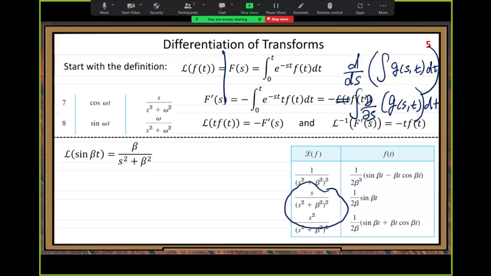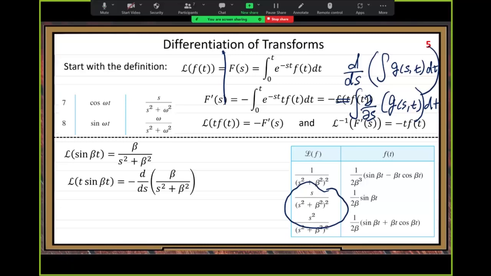Then we apply our new differentiation formula. On the right-hand side, capital F of s, we take the derivative and the negative. The left-hand side should be the Laplace transform of t times sine beta t, by that formula. So the Laplace transform of t times sine beta t equals negative d over ds on this capital F function.